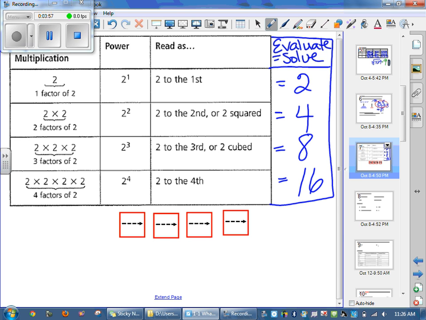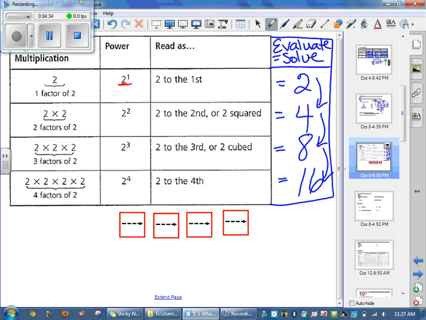What should the next one be? 32. What is the pattern every time? What are they doing? Well, what you're doing is multiplying the number before by 2. If I take 2 times 2, I get 4. Times 2, I get 8. Times 2, I get 16. So the number we multiply by is the base of the exponent. I would be multiplying by 2s here because it's base 2.